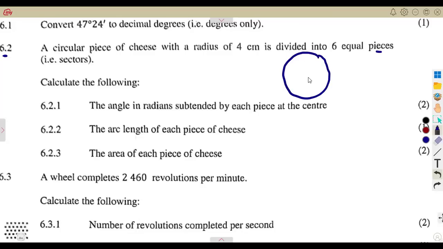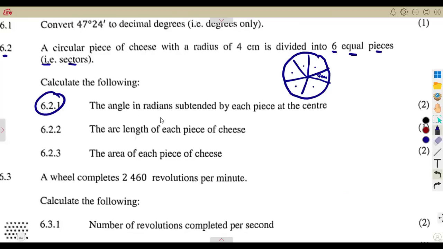It has a radius of 4 centimeters, but it is divided into 6 equal pieces. These are sectors. There's a sector here, a sector here, a sector here, a sector, 6 of them. 1, 2, 3, 4, 5, 6, like that. There are 6. So the question was 6.21.